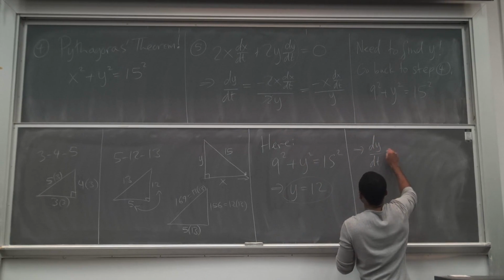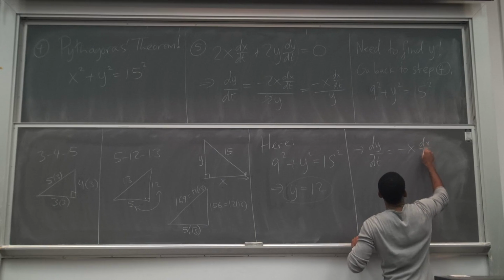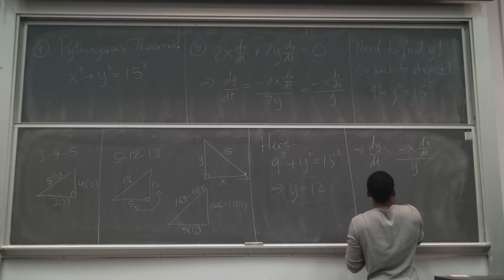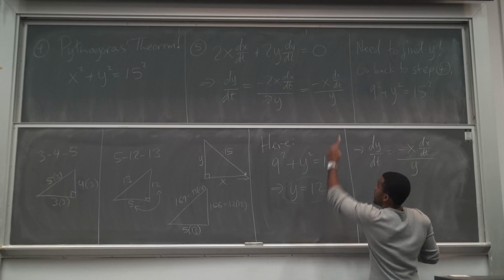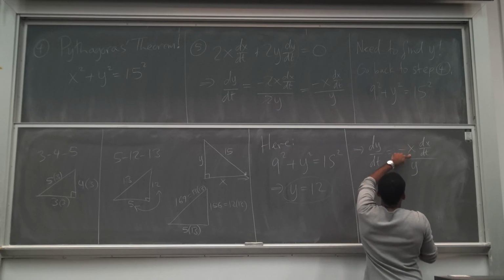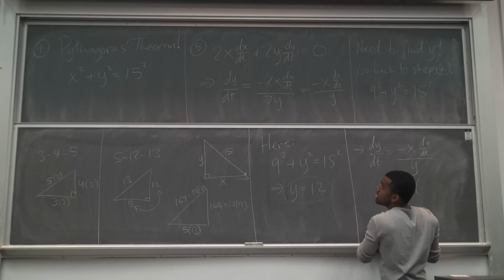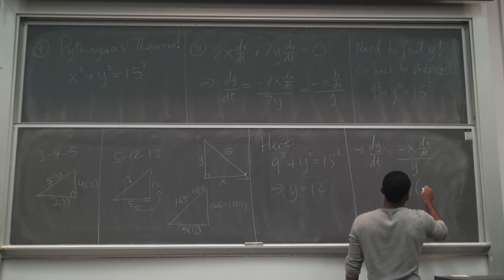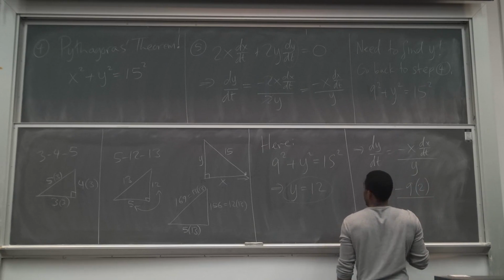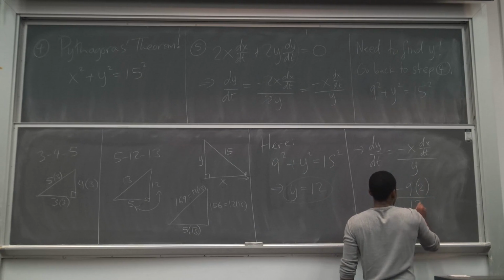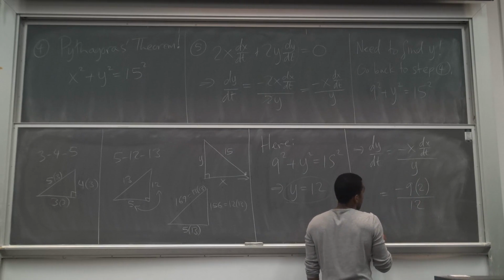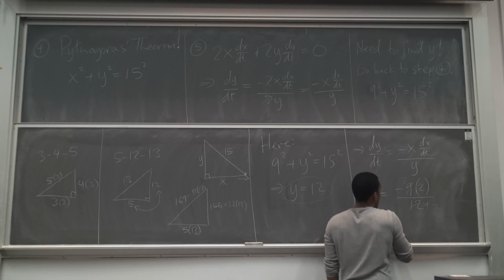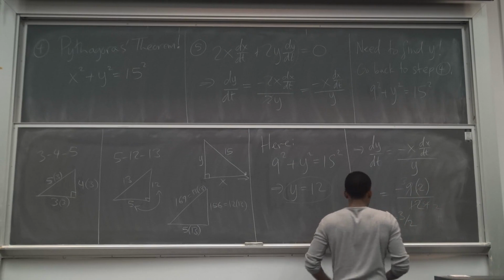So I know my dy/dt is minus x dx/dt over y, or y prime is equal to minus x times x prime over y. Now at this point, I know everything. My x is 9. My dx/dt is 2, we wrote it down. And my y I just figured out was 12. So that's 3 times 3 over 4 times 3, times 2. So I have negative 3 over 2.